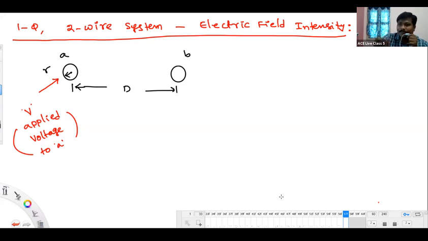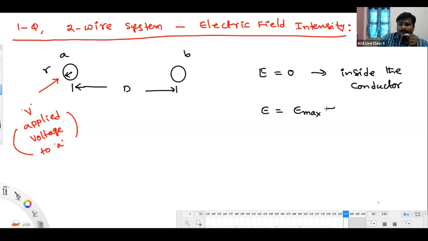This is the general scenario. I'll tell you why it is happening. So electric field intensity equals zero inside the conductor, and that electric field intensity is a maximum value on the surface of the conductor. Done. Next. Listen. Why is it zero inside? Why is it maximum on the surface?